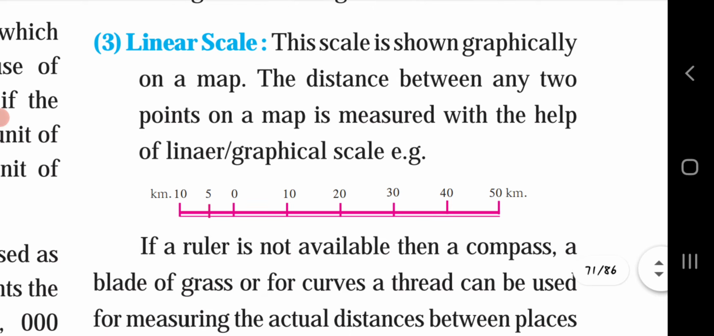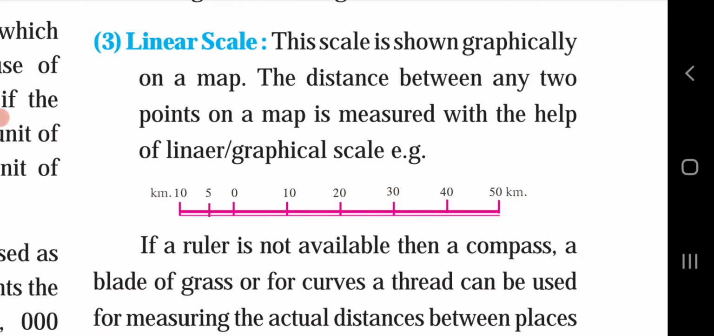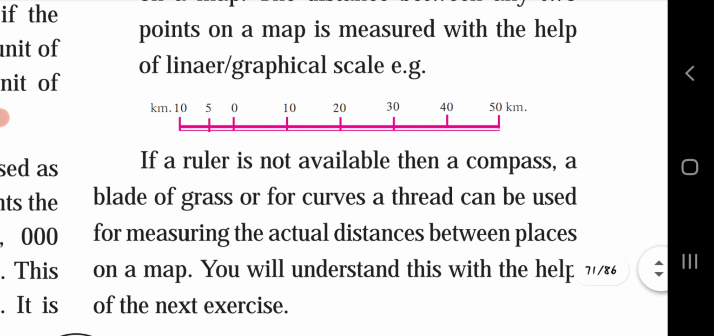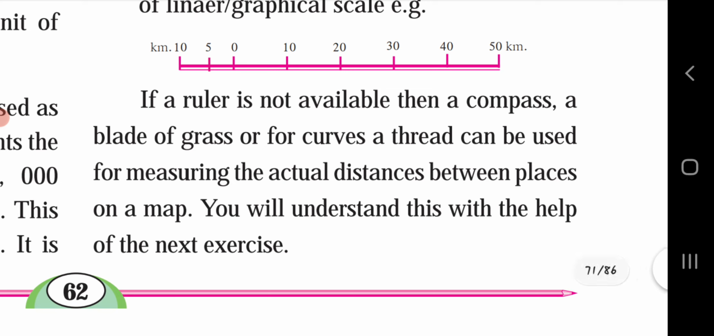Linear scale. This scale is shown graphically on a map. The distance between any two points on a map is measured with the help of a linear or graphical scale. Example, kilometers: 10, 5, 0, 10, 20, 30, 40, 50 kilometers. If a ruler is not available, then a compass, a blade or grass, or, for curves, a thread can be used for measuring the actual distance between places on a map.